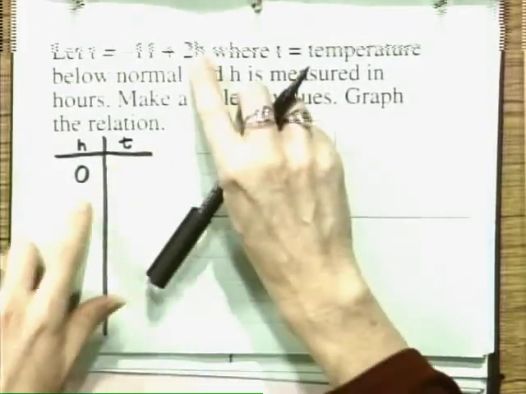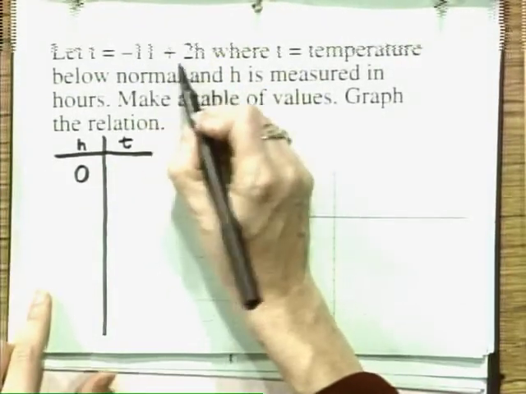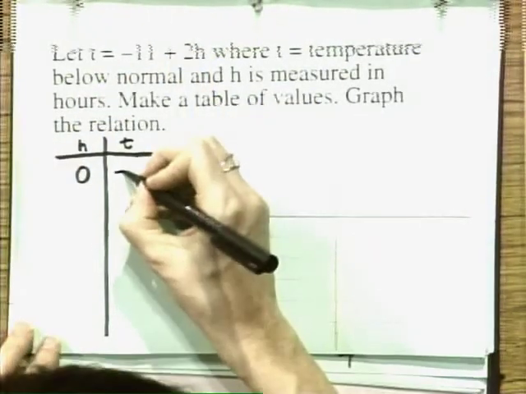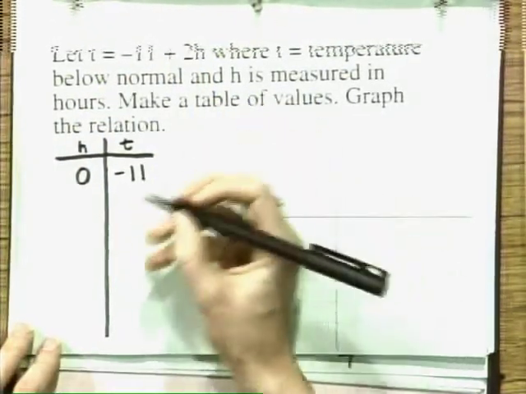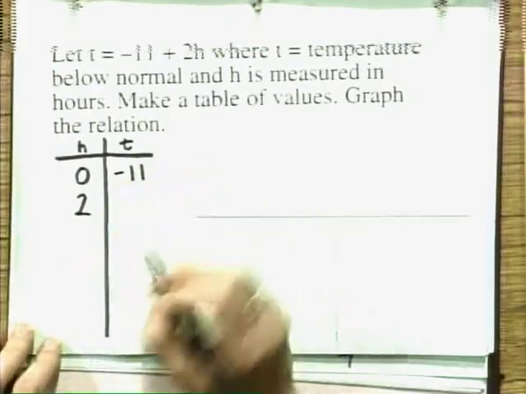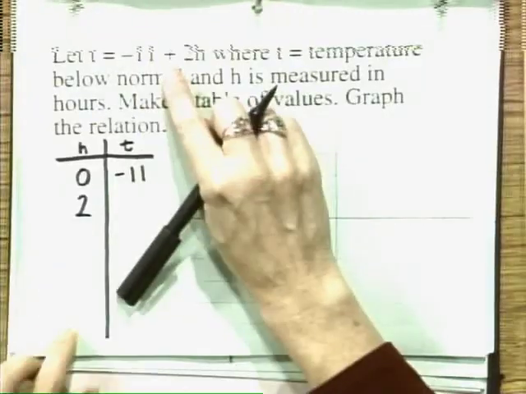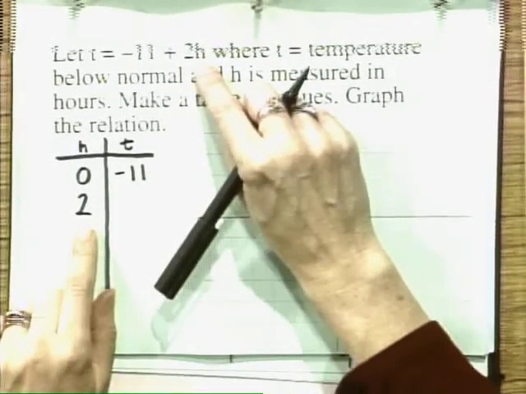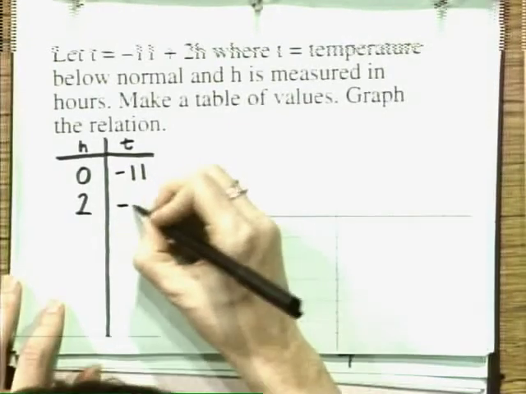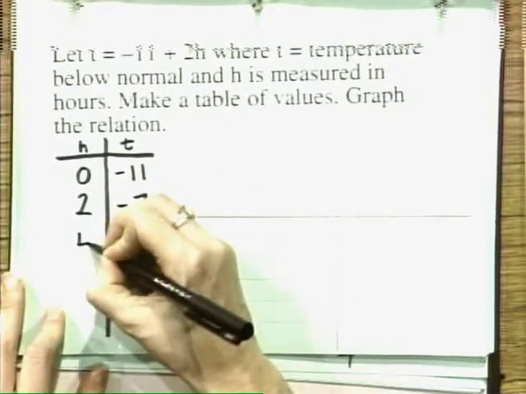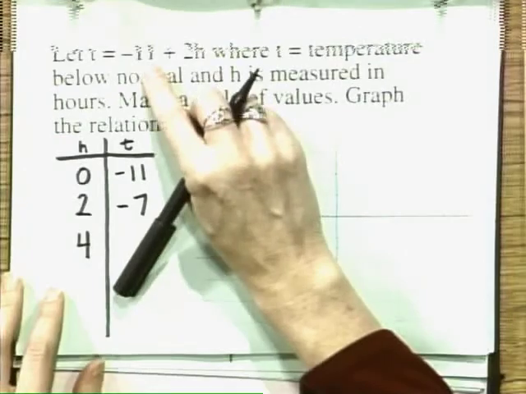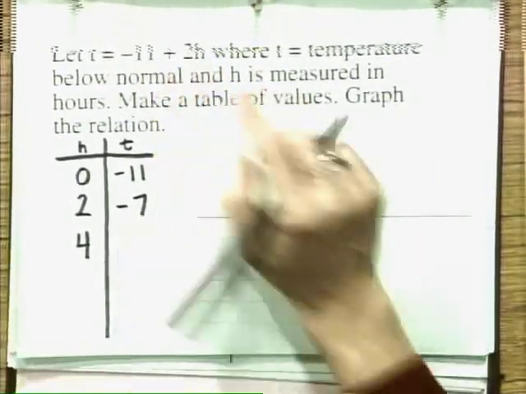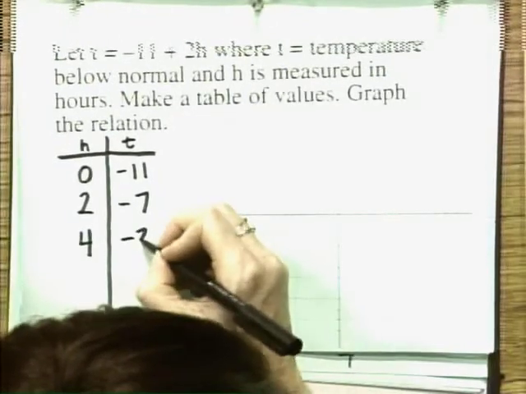So if no hours have passed, we have negative 11 plus 2H, plus 2 times 0. That makes this 0. That gives us just a negative 11. Okay, let's say after 2 hours. Let's see what happens after 2 hours. So that's negative 11 plus 2H. Our H is 2. That's 4. 2 times 2 is 4, which we know. Negative 11 plus 4 gives us a negative 7. And let's see what happens after 4 hours. Okay, negative 11 plus 2H. Our H is 4. That makes this 8. Negative 11 plus 8 gives us a negative 3.